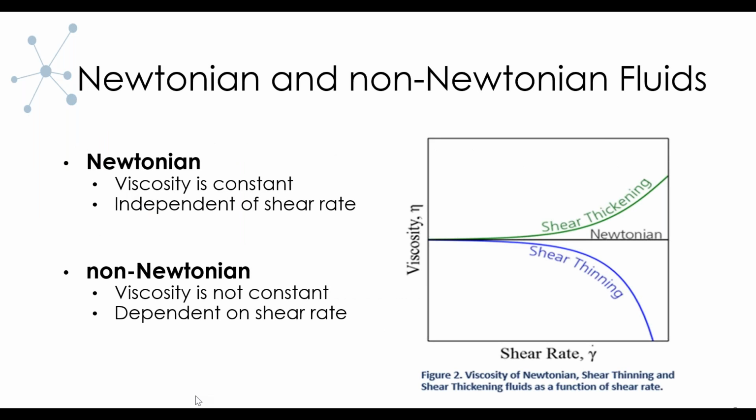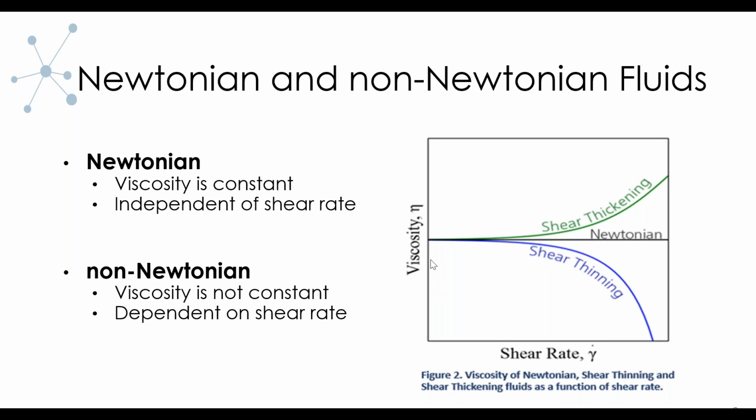As I mentioned earlier, Sir Isaac Newton noticed that viscosity remains constant, but we know now that there's actually another part of that, and that is viscosity dependent on shear rate, which is considered non-Newtonian. In simple terms, what that means is as a shear is imparted onto a fluid, the viscosity changes with what we call shear rate.